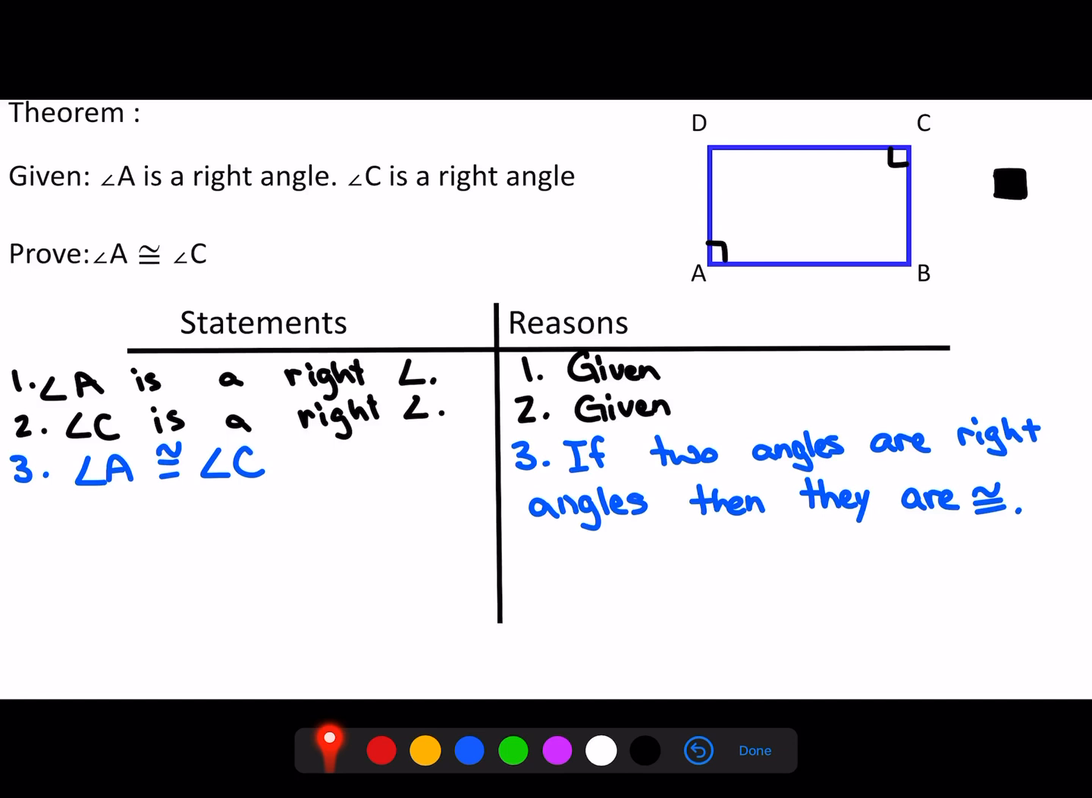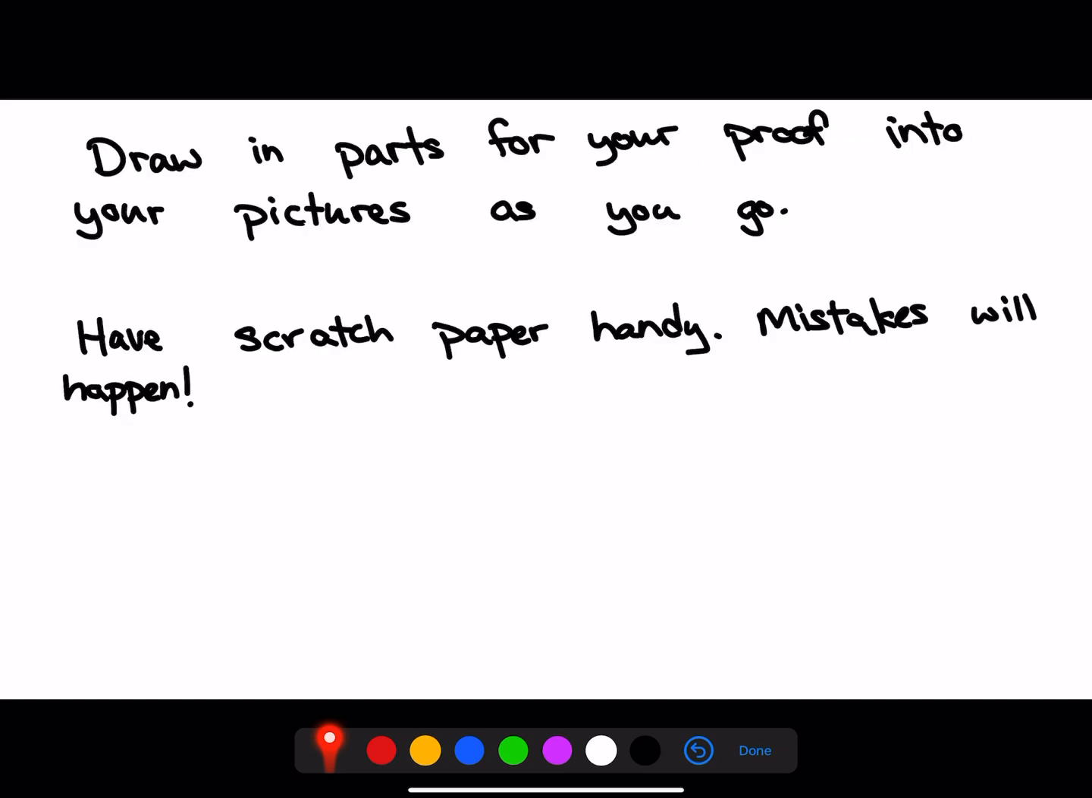So just a quick reminder when you're going through your proofs, make sure that you're drawing in parts of your proof as you go. And have scratch paper handy. You're going to make mistakes on this. Having that scratch paper handy will be useful because you could just strike out what you messed up on, and that way you know not to mess up with that once again. So I encourage you guys to have scratch paper ready, and then also draw as you go.